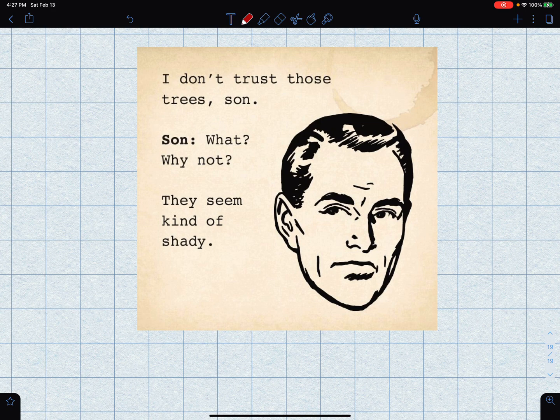I don't trust those trees, son. Son? What? Why not? They seem kind of shady.